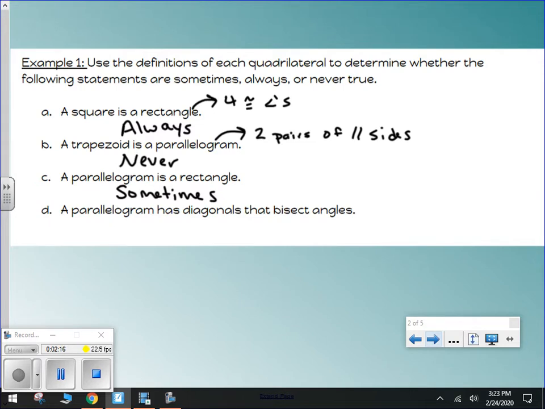A parallelogram has diagonals that bisect angles, and that's only sometimes because in all of my parallelograms, they don't always bisect the angles. In a rectangle, the diagonals do not bisect the angles, but in a rhombus, they do.